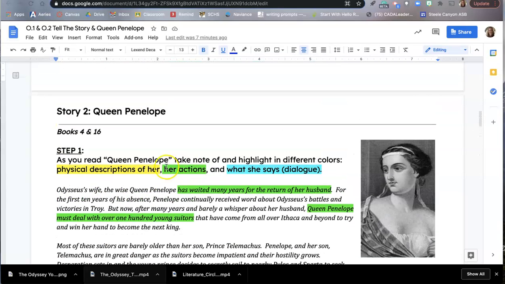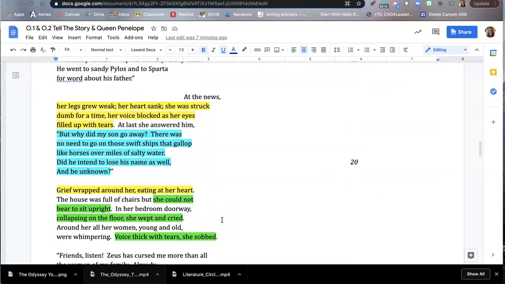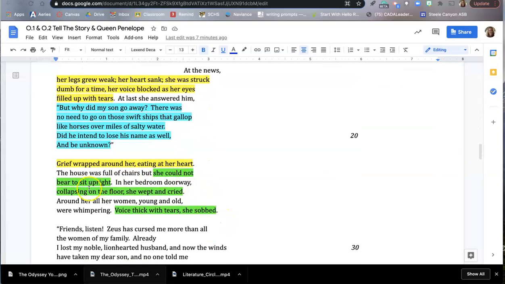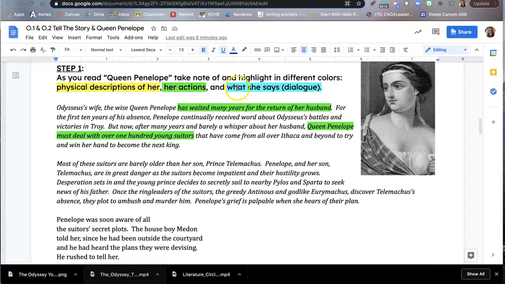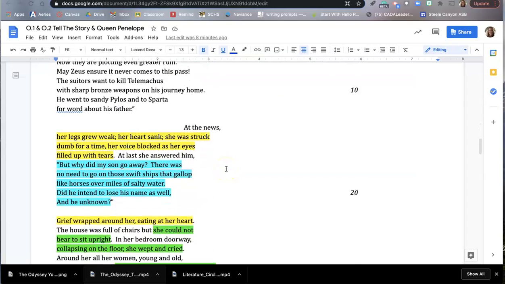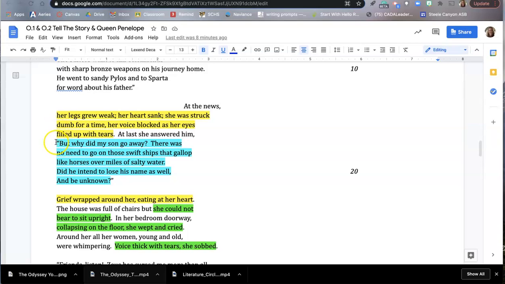Something she could feel. Her actions are green. Okay, so she could not bear to sit upright. Collapsing on the floor, she wept and cried. Voice thick with tears, she sobbed. Those were her actions. And then the blue, what she says, is dialogue. And you can see, based upon the quotation marks, this is something that she said.